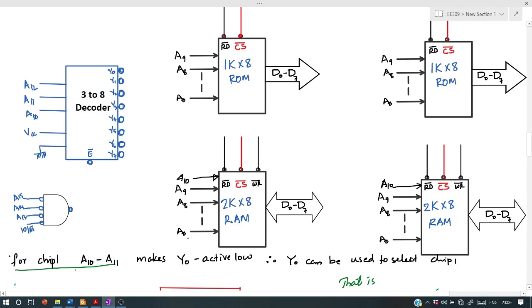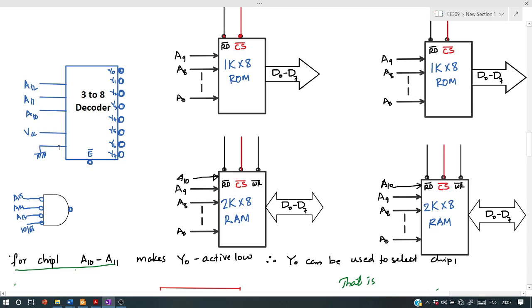Here address line is A0 to A10. Here it is to be noted that as it is RAM, read and write operation will be handled. So data bus is bidirectional. Then in order to select these different chips, we need to provide one decoder circuit, that is 3 to 8 decoder. Here the 3 inputs to the decoder IC are A10 to A12.